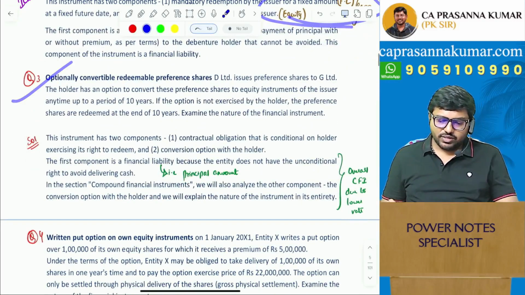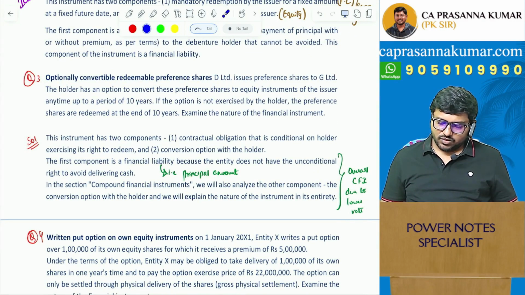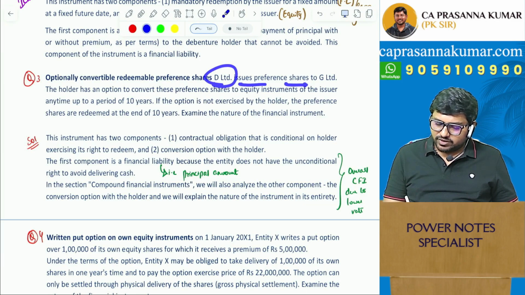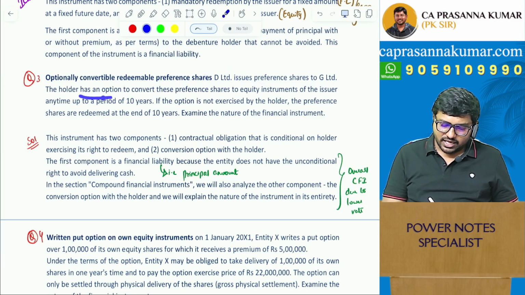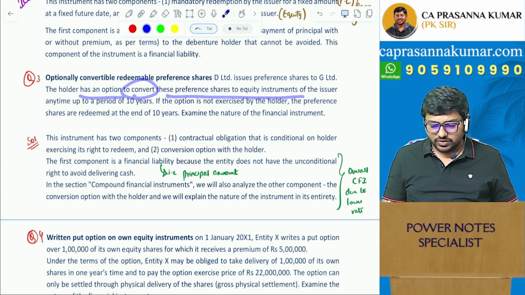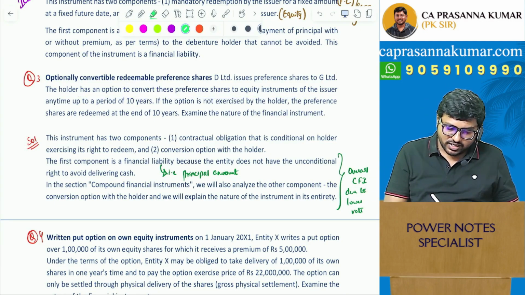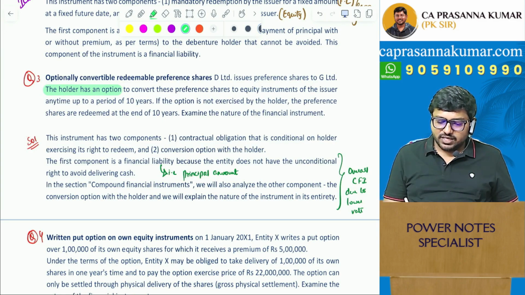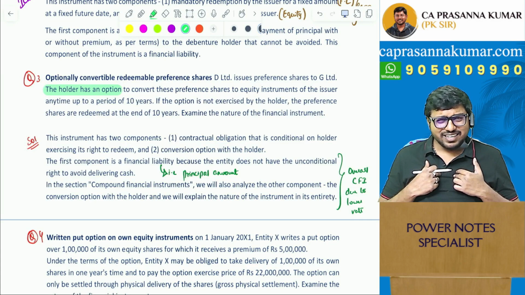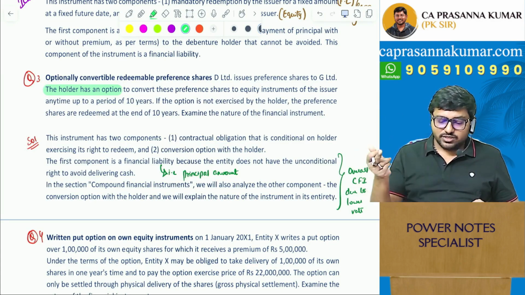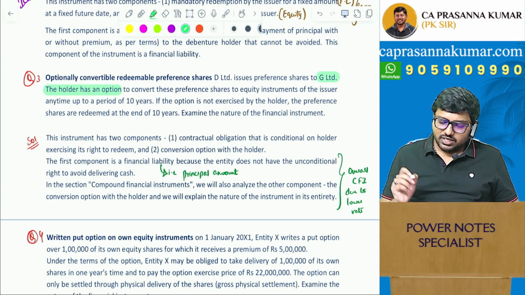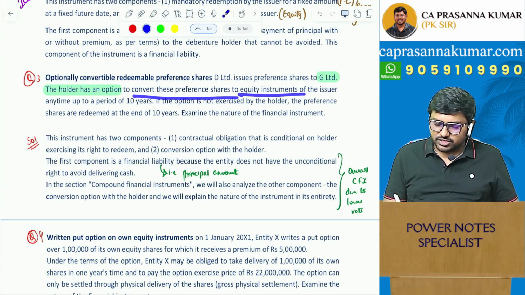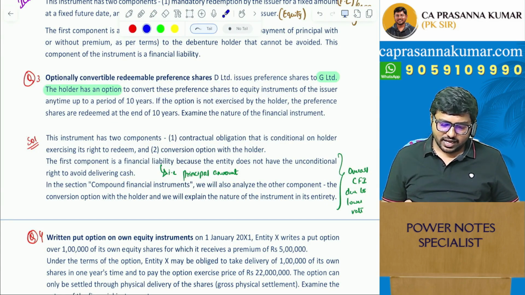Moving on to question number 3, guys. Now, D Limited issues preference shares to G Limited. The holder has an option to convert these preference shares to equity instruments. Okay, the holder has the option. Very, very, very important. Not the issuer. D Limited issues preference shares means D Limited is the issuer. Does D Limited have the option? No. The holder has the option. Who is the holder? G Limited. G Limited has the option to convert these preference shares into equity instruments of the issuer anytime up to a period of 10 years.